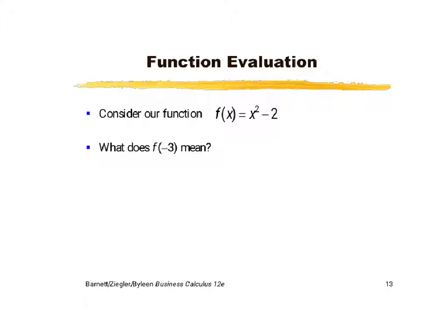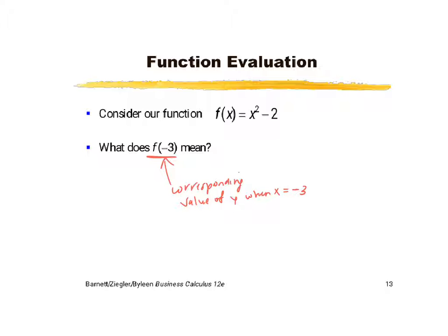Okay, so when we see f of -3, what f of -3 means is that I want to evaluate the function for -3 to determine the corresponding y value. So f of -3 means the corresponding value of y when x equals -3. Okay, or it means to find the corresponding value of y.